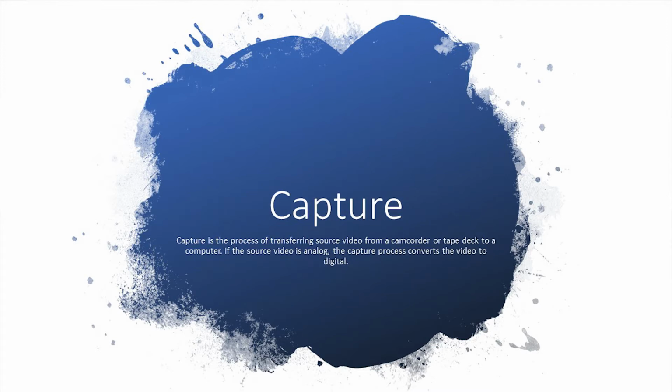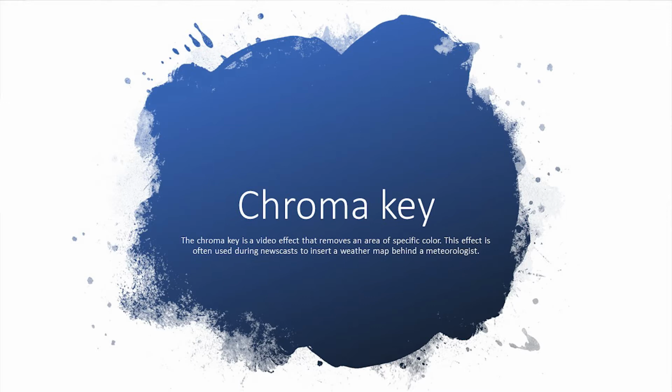Capture is the process of transferring source video from a camcorder or a tape deck to a computer. If the video is analog, the capture process converts the video to digital. The chroma key is a video effect that removes an area of specific color. This effect is often used during newscasts to insert a weather map behind a meteorologist.